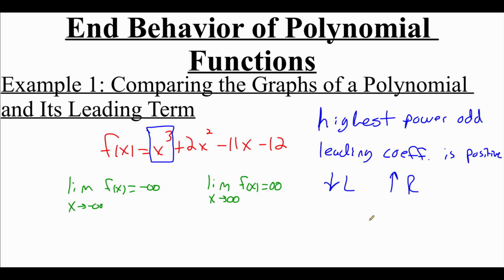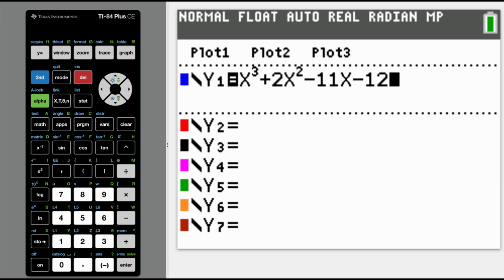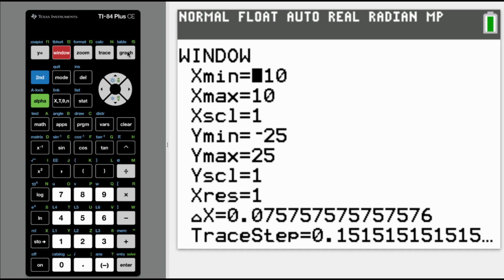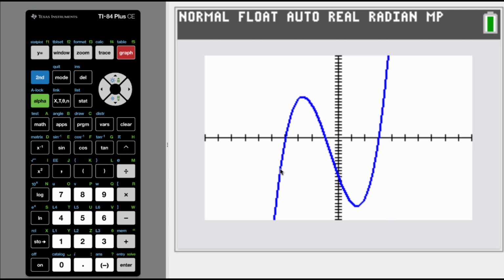And I can graph this out on my calculator to confirm the behavior. So I've got my function typed into my calculator. I did adjust the window a little bit. My x min is still at negative 10 and my x max is at positive 10, but I made my y minimum go to negative 25 and my y maximum go to positive 25 just so we can get a good view of what's happening with our graph. So now when I hit graph, I can see that the left side of my graph is going down and the right side of my graph is going up.